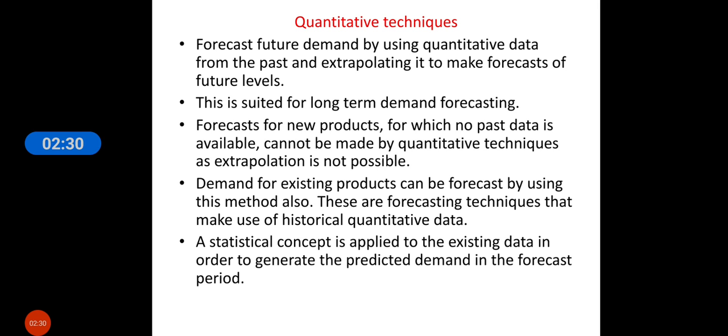A cyclical pattern pertains to the influence of seasonal factors that have an impact on demand, either positively or negatively. Clearly, like we can say woolen wear has higher demand in winter, lower in summer. So in a quantitative technique we use data of the past and it helps us to forecast the demand for the long term. A statistical concept is applied to the existing data in order to generate the predicted demand in the forecast period.